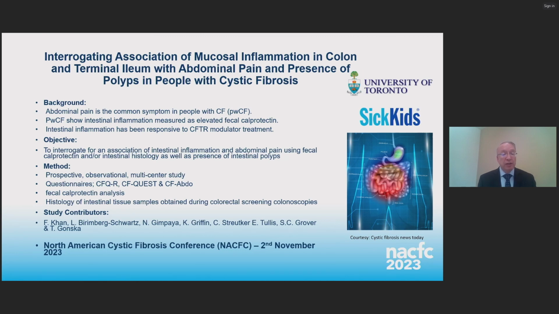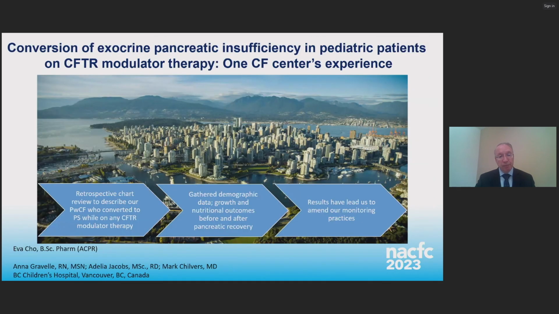And we know that in the past, intestinal inflammation has been looked at, especially using fecal calprotectin, and the objective of this study we're going to hear is to look at the association of inflammation of the intestine and abdominal pain using fecal calprotectin and histology and the presence of intestinal polyps. This is a prospective study, and we're looking forward to hearing that soon.